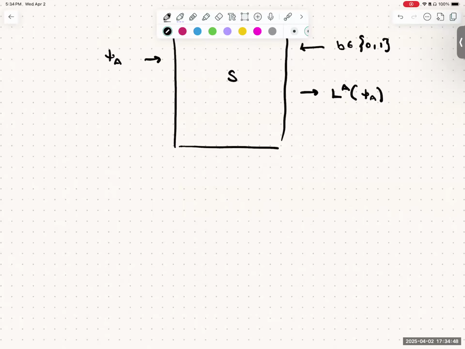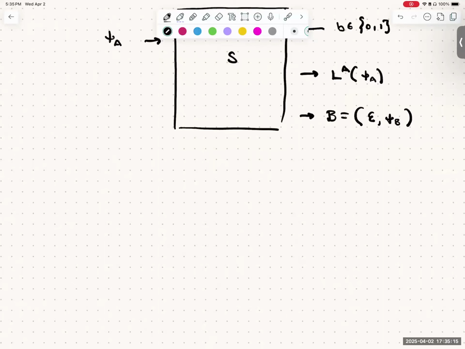Also, depending on whether Bob chooses to be honest, 0, or malicious, 1, he will implement a quantum channel. In addition, he might have access to some other quantum state, psi b, which could help him tamper with Alice's psi a. And Alice receives an output state, perhaps. It could also be a classical state, actually.